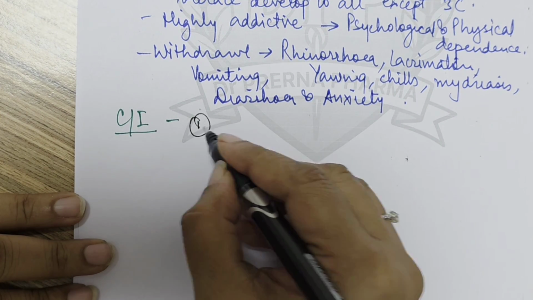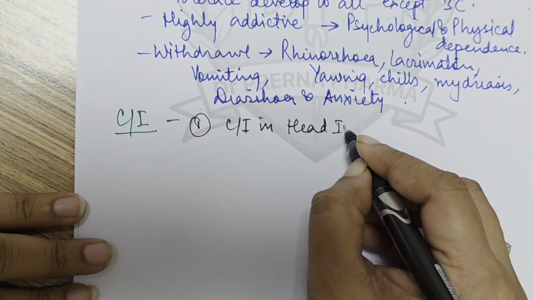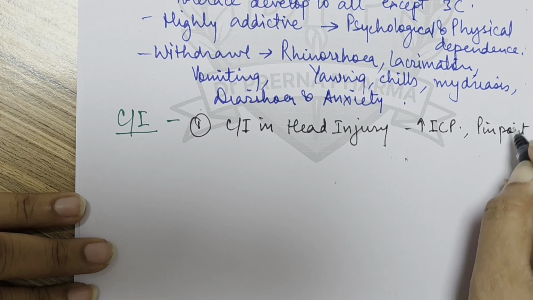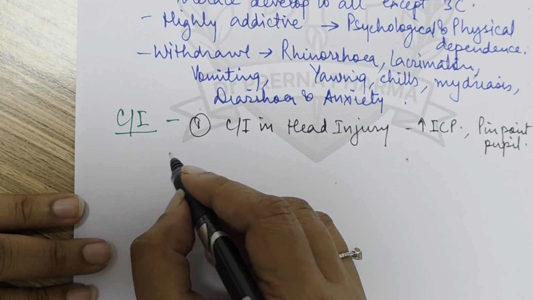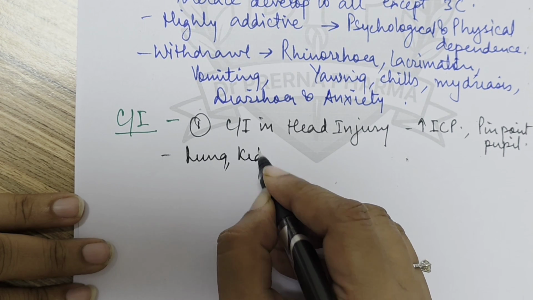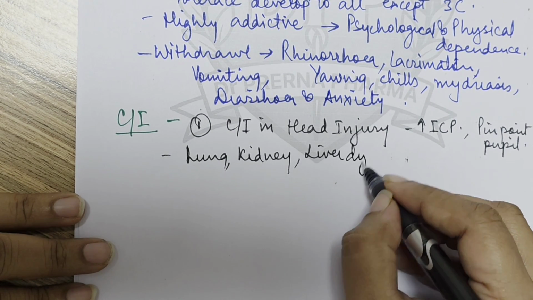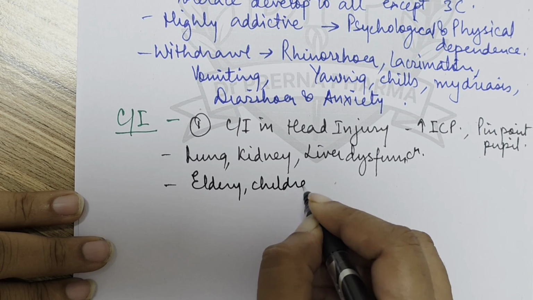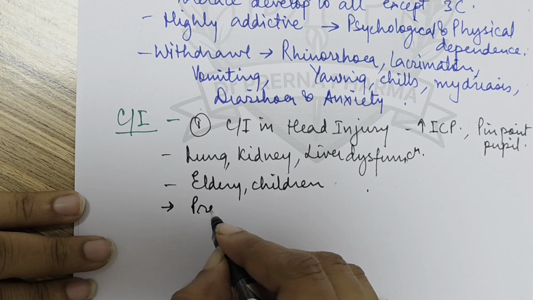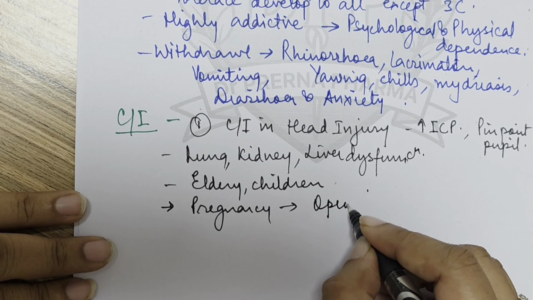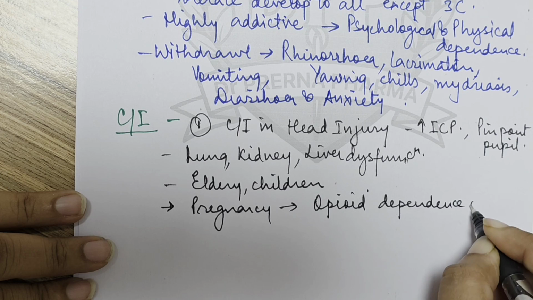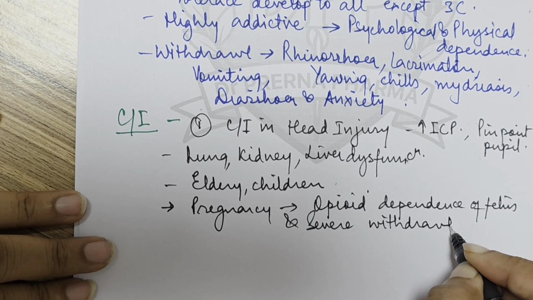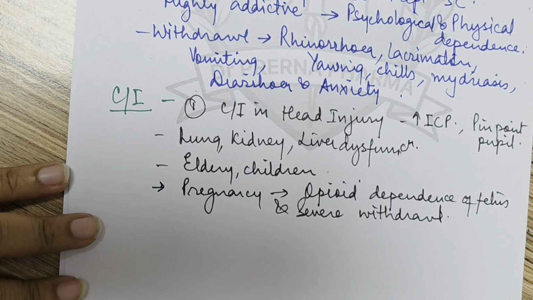Morphine is contraindicated first in head injury. Why is it contraindicated? Because it increases the intracranial pressure and also causes pinpoint pupil, which interferes with the neurological examination. Then in pulmonary, kidney and liver dysfunction, it has to be used cautiously. Elderly and children also need cautious use. In pregnancy, if it is used, it can result in opioid dependence of the fetus and a severe withdrawal reaction in the fetus.